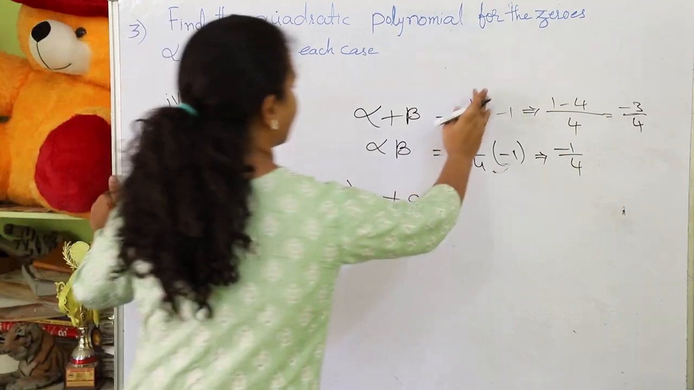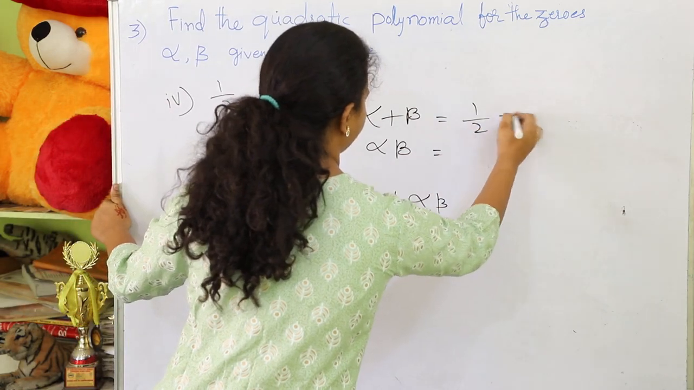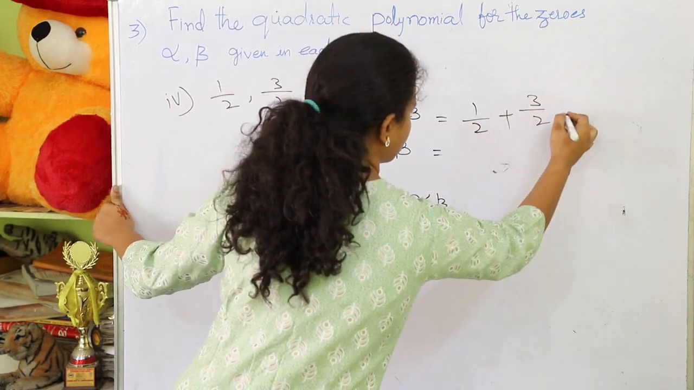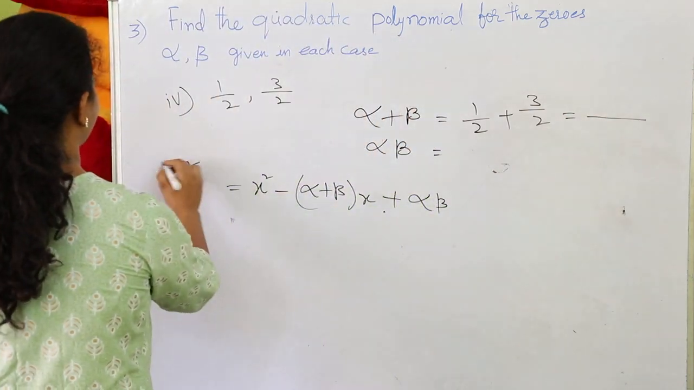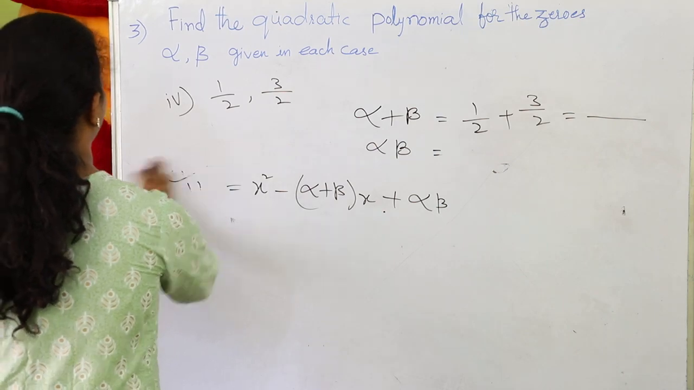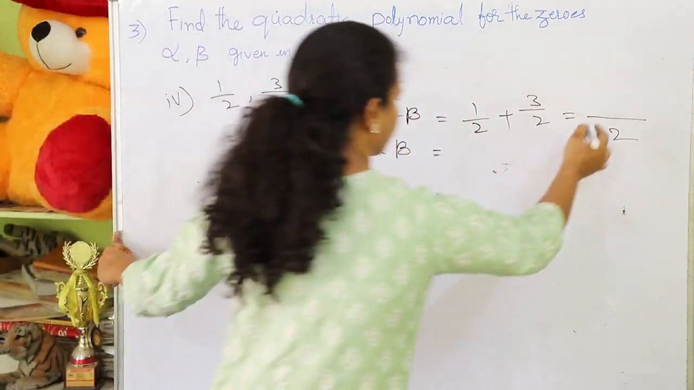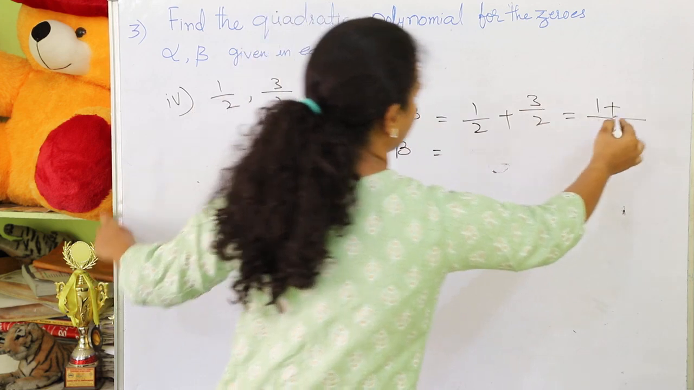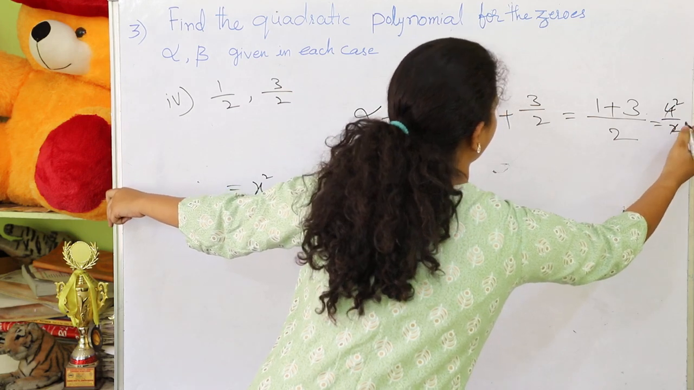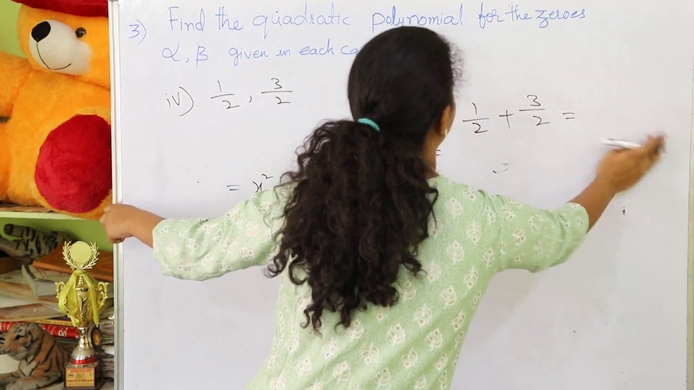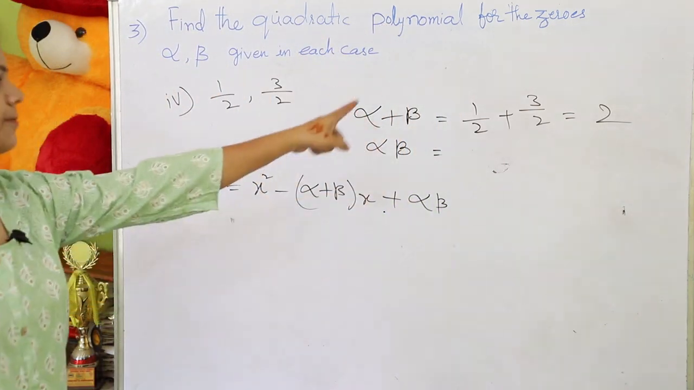Now what you do, you need the alpha plus beta value and the alpha into beta value. 1 by 2 will be the alpha value and beta value is 3 by 2. So if you go for LCM, 2 will be the LCM. So LCM in numerator by denominator, this becomes 1 over here, plus 3 as it is, so 4 by 2. 2 ones are 2, 2 twos are 4. So here we got 2 as the alpha plus beta value.